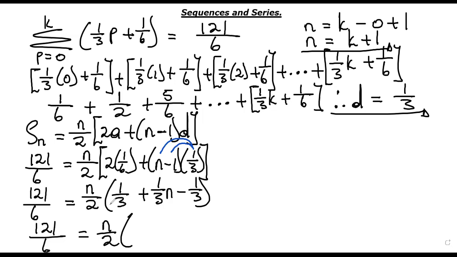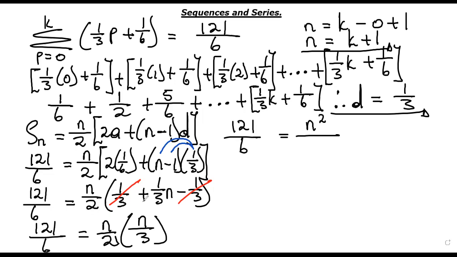And then we realize that this one and that one will cancel out. So we are left with 1 over 3n. Of course, 1 over 3n can be written as n over 3. So I'm going to do that. Then from this point, what is going to happen? Well, I still have 121 over 6. And then we say numerator by numerator, we get n squared. Denominator by denominator, we get 6.